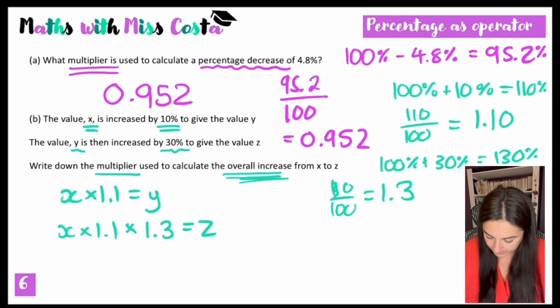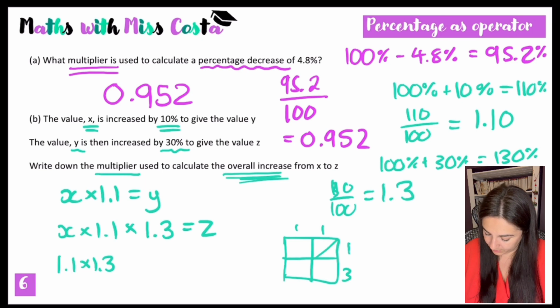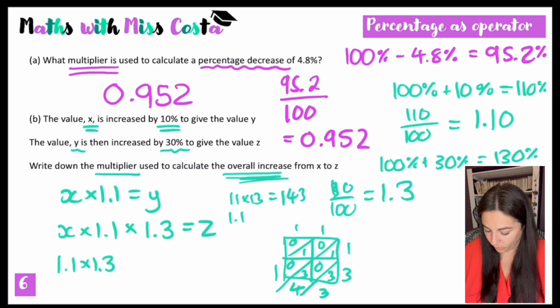So what we want to do is 1.1 times 1.3. And how can I do that? Well, I could just do 11 times by 13. So 1 times 1 is 1, 1 times 3 is 3, 1 times 1 is 1, 1 times 3 is 3. So I'm left with 3, 1 plus 3 is 4, 1. So 11 times 13 is 143, but I want to work out 1.1 times 1.3.